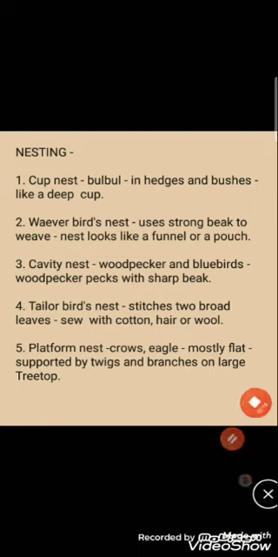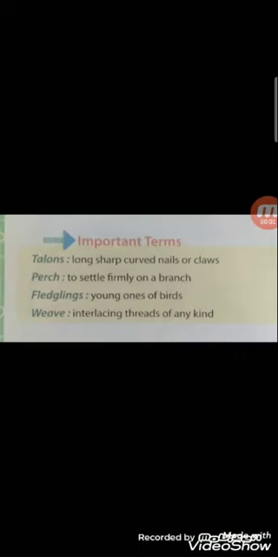Next, we will learn about important terms. Children, here are few important terms given in your book. First one is talons, means large sharp curved nails or claws which are found in eagle and vulture. Perch, to settle firmly on a branch. Fledglings, young ones of birds. Weave means interlacing threads of any kind. Weave in Hindi means to stitch, which the tailor bird does.